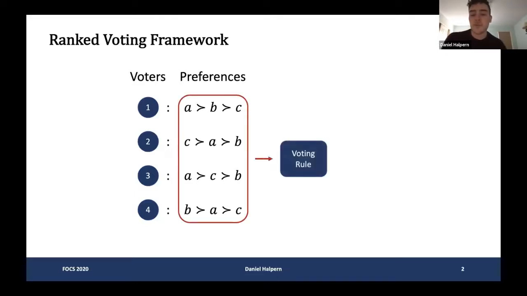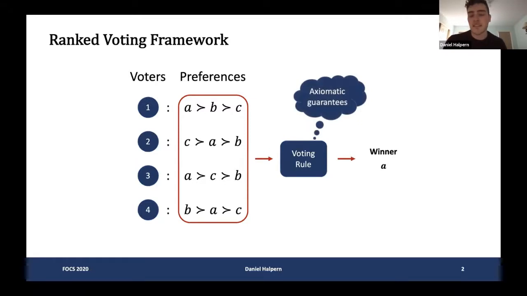We're interested in voting rules. Here they'll always be deterministic functions, for now, that take these preferences as input and then choose a single candidate that wins the election as output. Now, most of the classic literature has mainly focused on what axiomatic guarantees these voting rules can satisfy, things like Pareto optimality or strategy proofness. Unfortunately, there are lots of impossibility results, showing that certain combinations of axioms are incompatible with each other. There's no voting rule that satisfies all of them. This can make it difficult to compare voting rules and pick which one's the best.